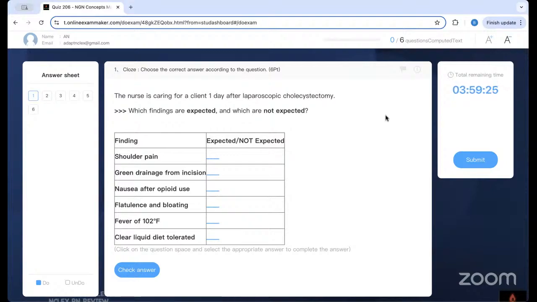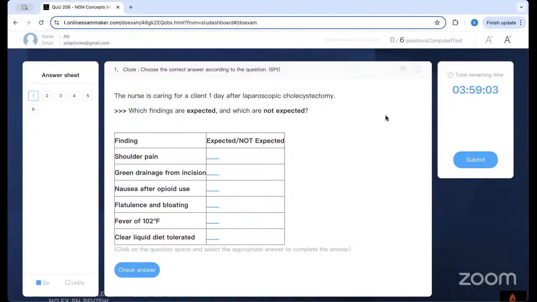I can take the table out of it and I will say, a nurse is caring for a 1 day after laparoscopic cholecystectomy client, right? Which findings are expected? That's all. Then you have to pick the answers. It says select or apply. Instead of that, it's the same thing. Which findings are expected and which ones are not expected?